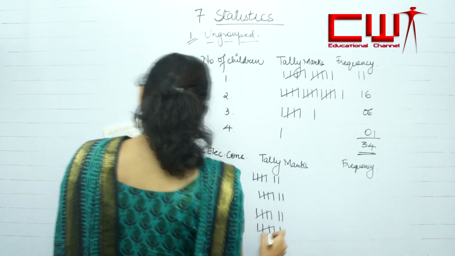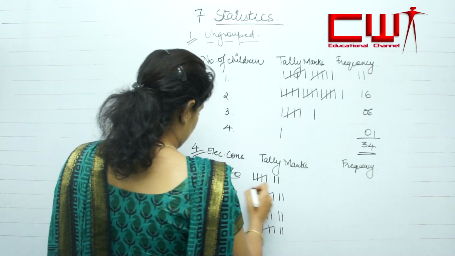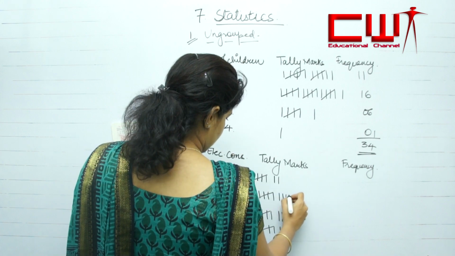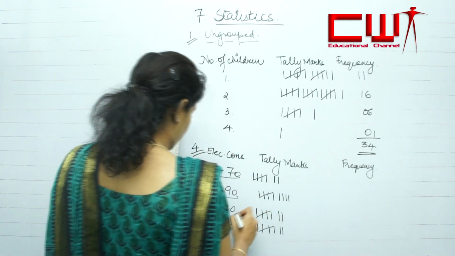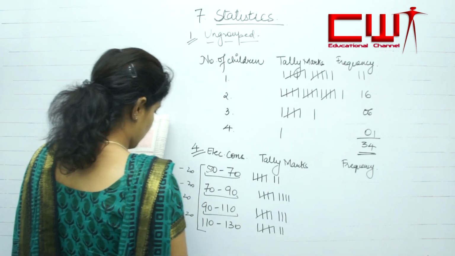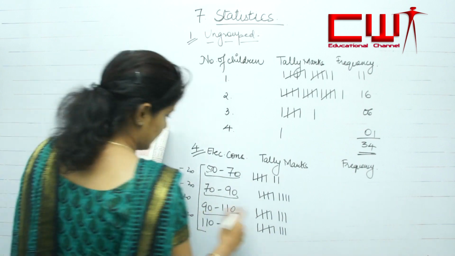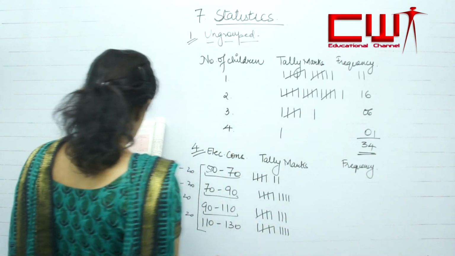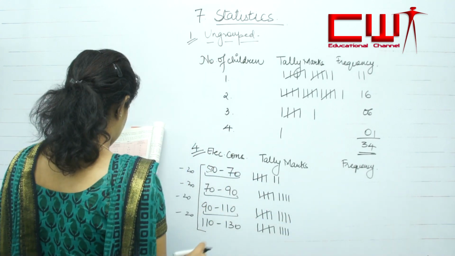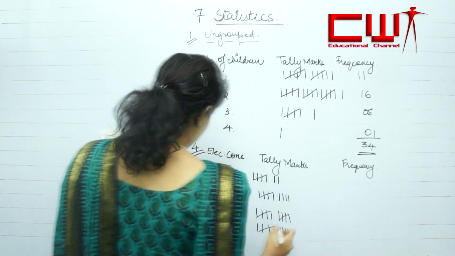It will come here. Then 129. 129 will come down. 81. 81 will come here. Then you have 87. 87 will be coming here. 95. 95 will be coming in this range, 90 to 110. 116. 116 will come from 110 to 130. 127 will also come here. Then 107. 107 will come from 90 to 110. Then you have 100. 100 will come here. This is the 5th mark.